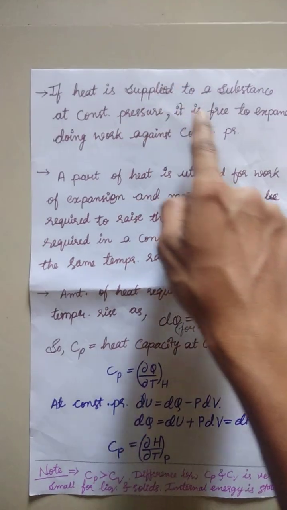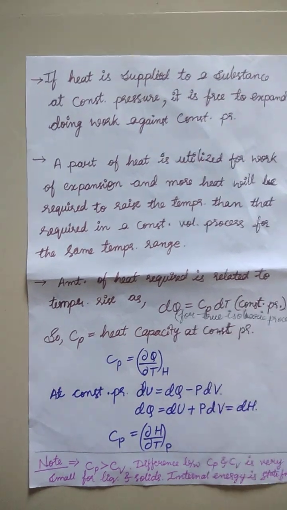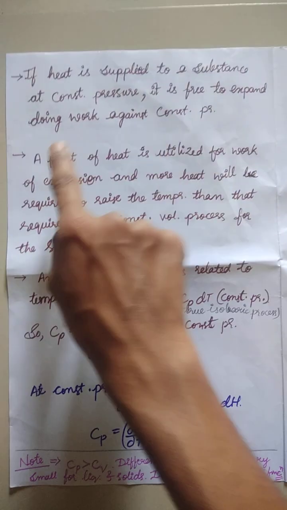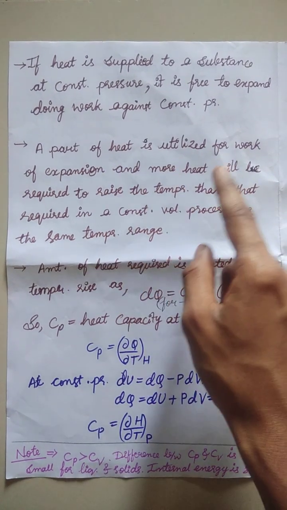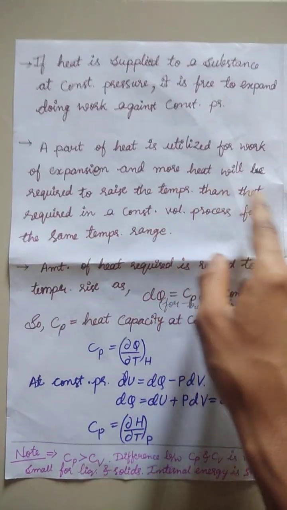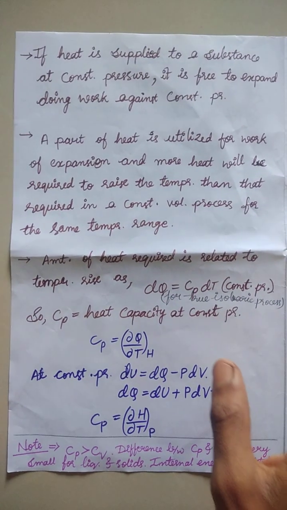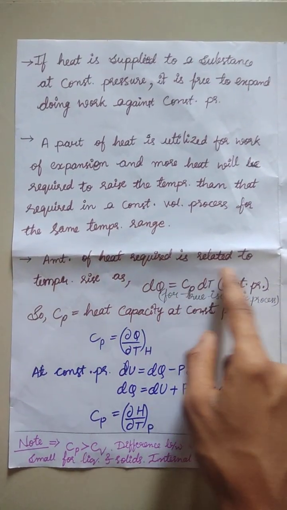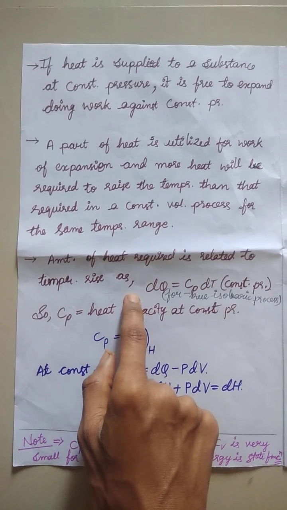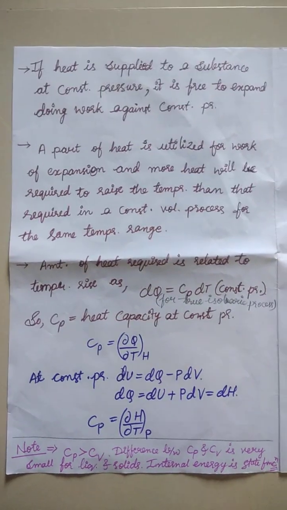Next, if the heat is supplied to a substance at constant pressure. So there are two types of heat supply we are considering: one is constant volume, one is constant pressure. Here in constant pressure it is free to expand, doing work against constant pressure. So a part of heat is utilized for the work of expansion, and more heat will be required to raise the temperature than that required in a constant volume process. For the same temperature range, the heat required is related to the temperature rise as dq equals Cp dT. So this is for the constant pressure process.